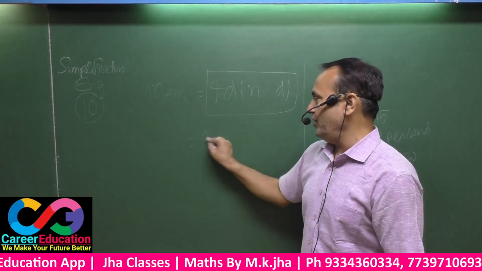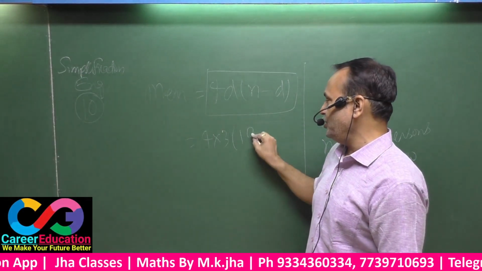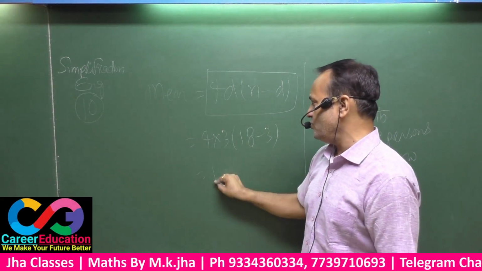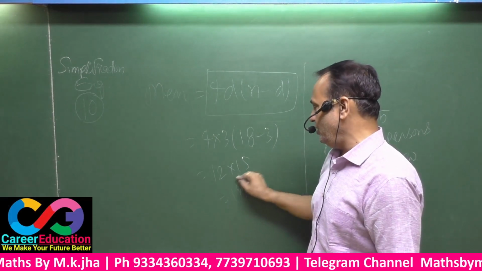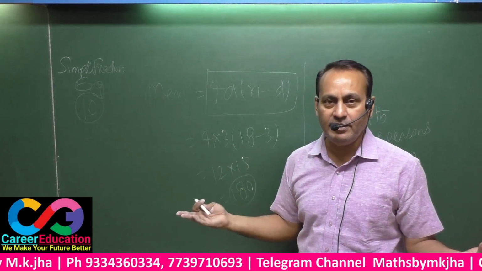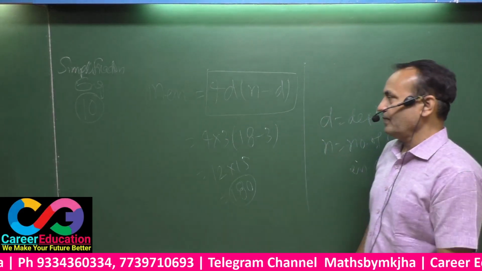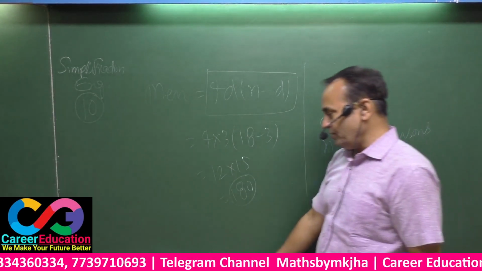See here, 4 into depth, which is 3, and n is 18, depth is 3. That means 12 into 15. You got your answer, 180, without making any figure. Be noted.